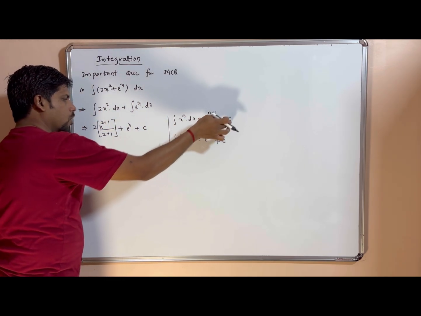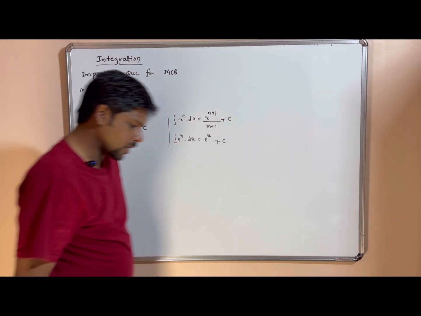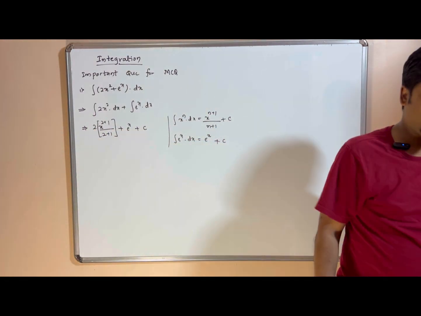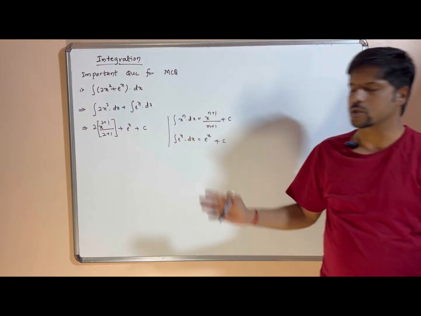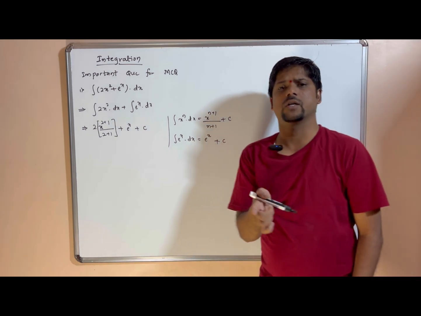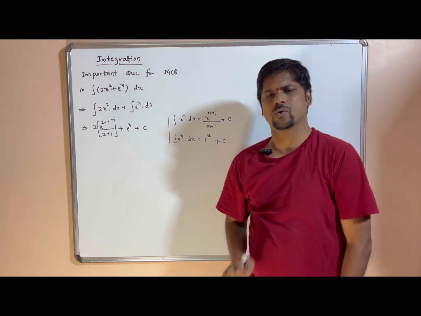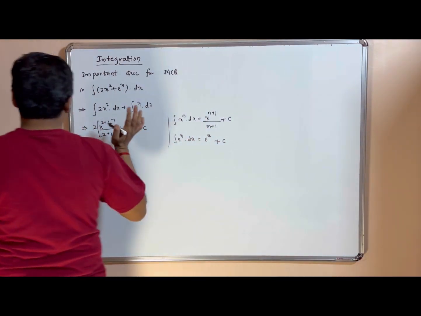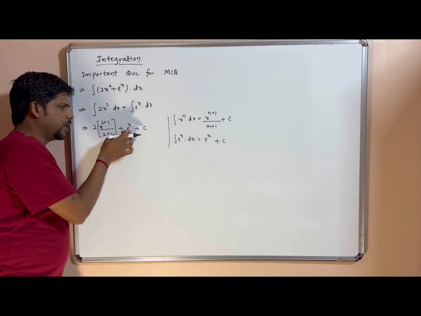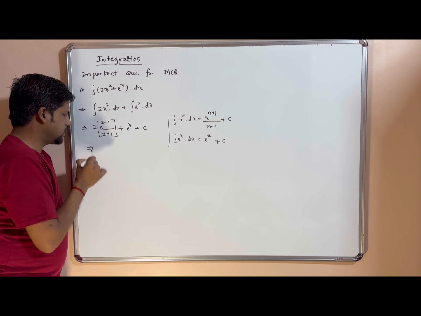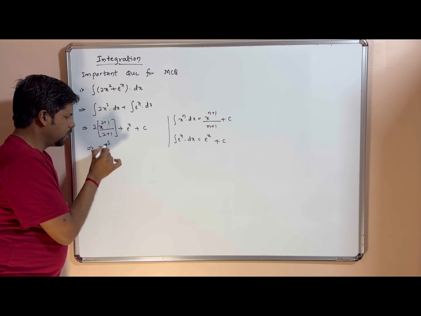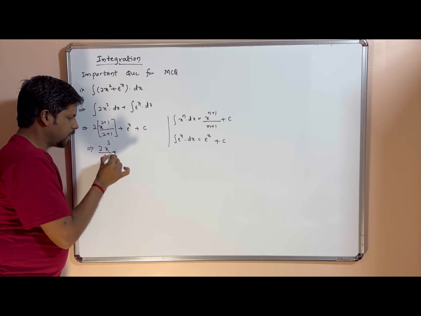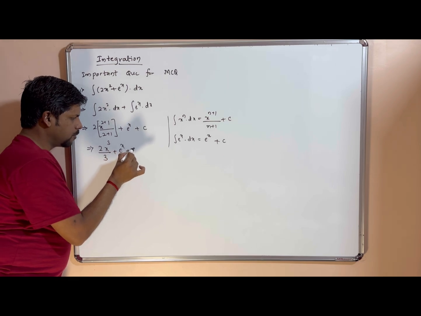Again, why are you not writing 2 c plus c, sir? Because here we have 2 integrations, but 2 constants are not needed, because constant plus constant is again a constant only. So no need to write 2 times, it is sufficient to write only 1 time, right? So e to the power x plus c. Now what is the final answer? 2x cube divided by 3 plus e to the power x plus c.